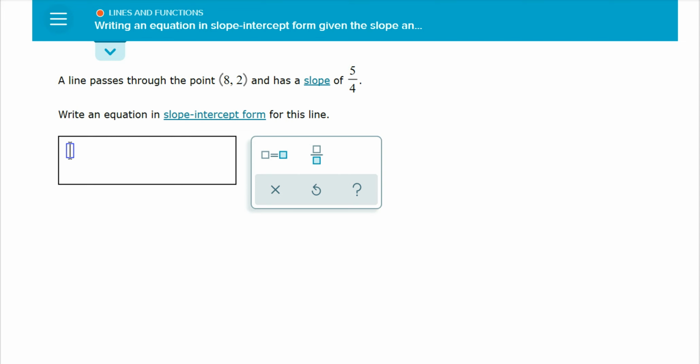Okay, this is writing an equation in slope-intercept form. When they say slope-intercept form, it is y equals mx plus b, where the m is your slope and the b is your y-intercept. Okay.